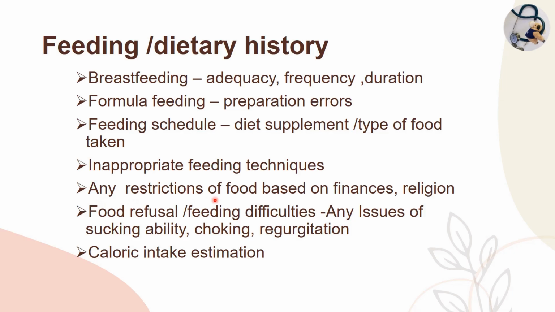Any restriction of food based on finances or religion. Sometimes there is certain religious restriction for food. Sometimes they don't have money to buy certain food. So those you have to check. Then food refusal, feeding difficulties by the child. There can be issues in the sucking ability, if they have a cleft lip or palate, or when they are very sick or very hypotonic, then they might have these problems. Then any choking or regurgitation you have to check.